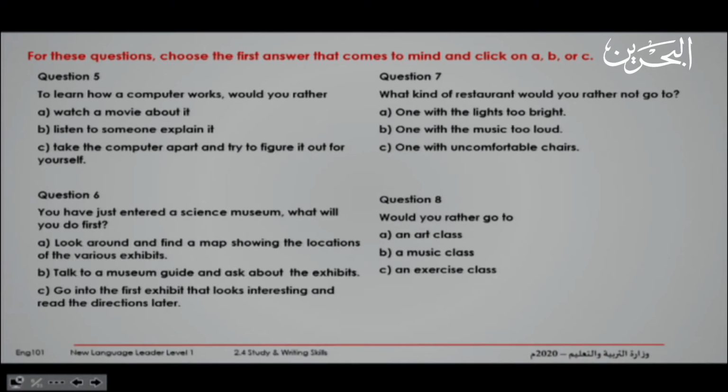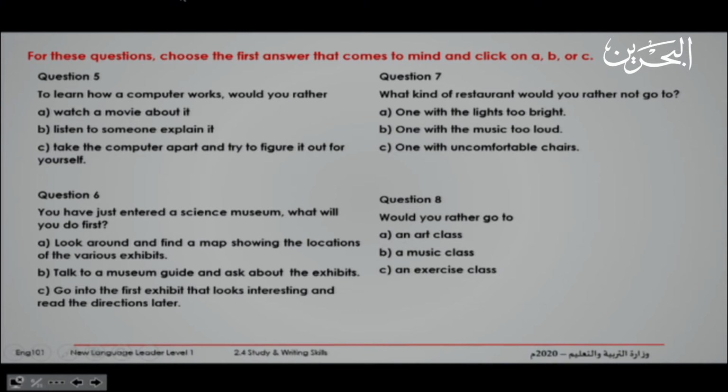Question 5. To learn how a computer works, would you rather watch a movie about it, or listen to someone explain it, or take the computer apart and try to figure it out for yourself? Question 6. You have just entered a science museum. What will you do first?